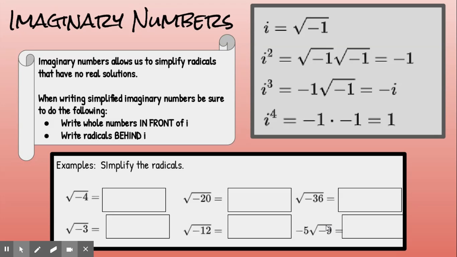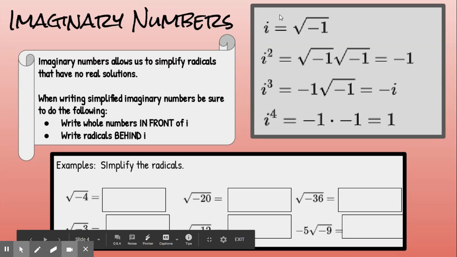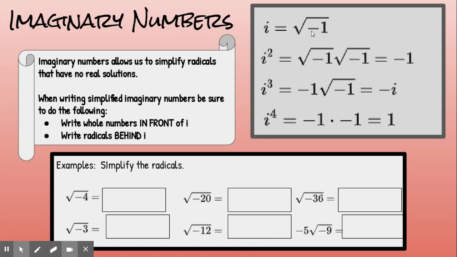All right, well, what is an imaginary number? An imaginary number, as I said, is this letter i, the square root of negative 1. It's going to allow us to simplify radicals that in the past we would just have written no real solutions for. Now we can come up with a solution for it. This table here just shows you what happens as you progress through. If I have i squared, that is actually a negative 1. i cubed is a negative i. And i to the fourth is a positive 1.